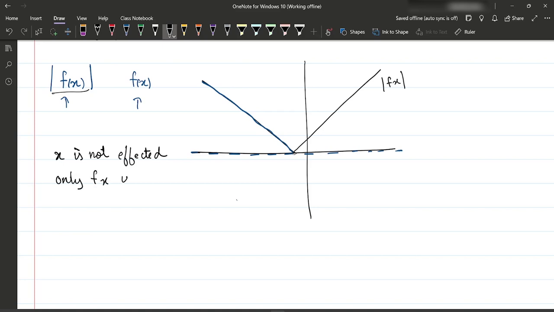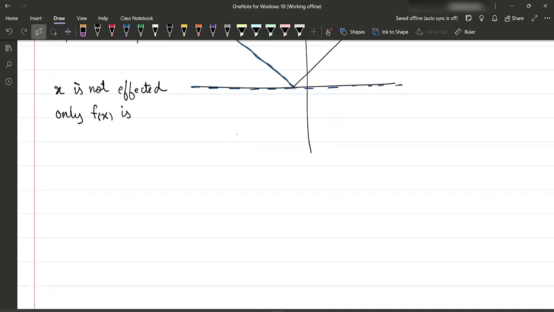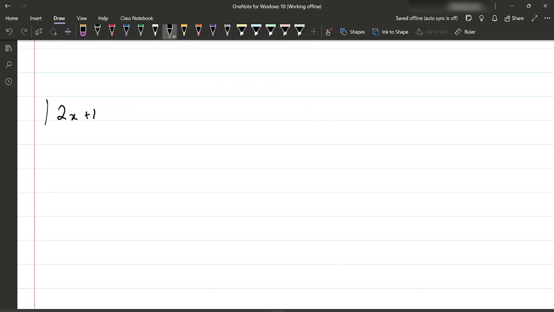Only f of x is. Okay. Also, you need to know how to find values using f of x. Say the modulus sign equals 5. To do this, all you have to do is simply solve for 2x plus 1 equals 5, but you also have to solve for minus, 2x plus 1 in brackets, equals 5.